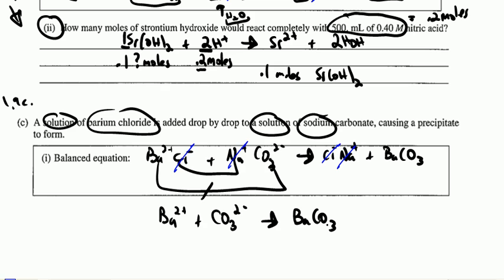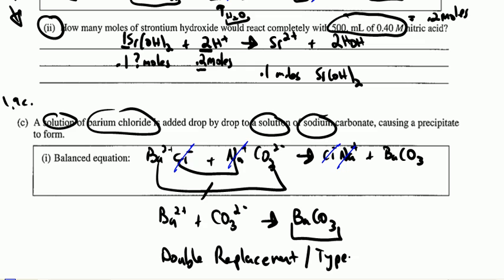Give you guys about 5 seconds to think about how you would categorize this reaction. Okay, we made a precipitate. So we could call this reaction in general double replacement, and the specific type of double replacement is called precipitation.